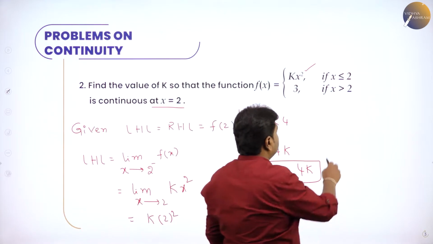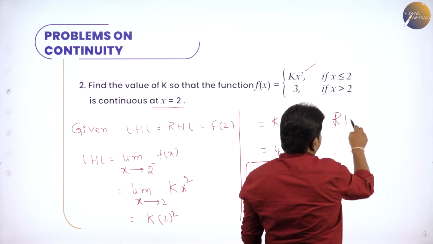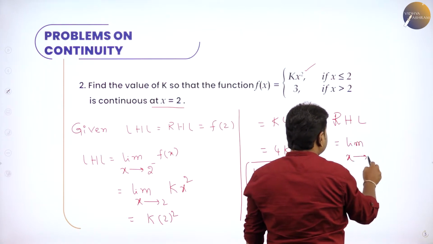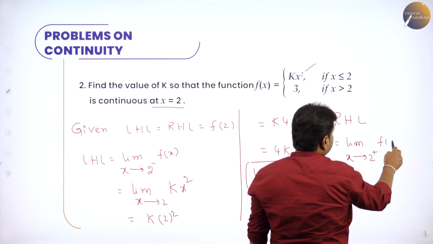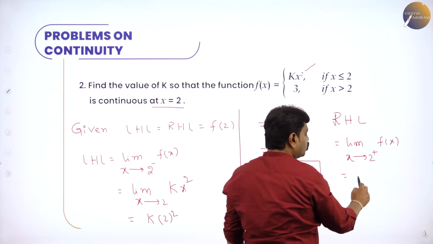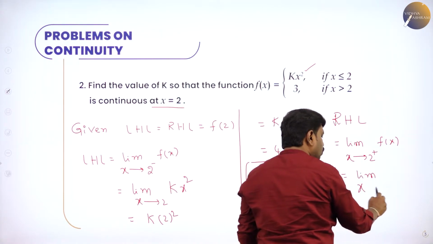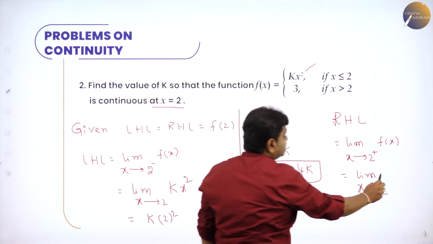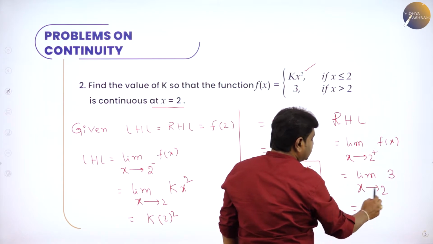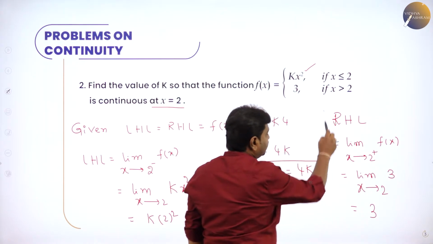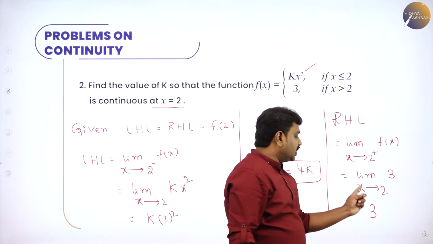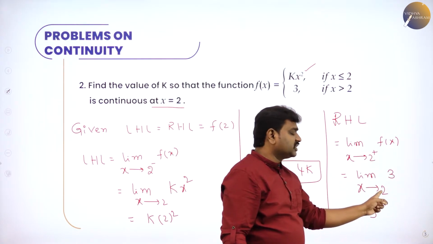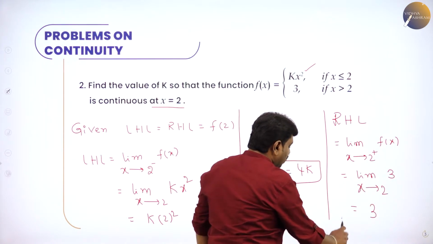Now go to RHL. What is meant by RHL? Right-handed limit. What is right-handed limit? Limit extends to 2 plus f of x. What is meant by limit extends to 2 plus? It is same as limit extends to 2, but choose the function when x is greater than 2. When x is greater than 2, function is 3. And limit extends to 2, 3 is 3. I told you in properties, limit of a constant is constant. Limit extends to 2, 3 means in the place of x put 2. We don't have x here. So limit extends to 3 value is 3 only. So you got RHL as 3.